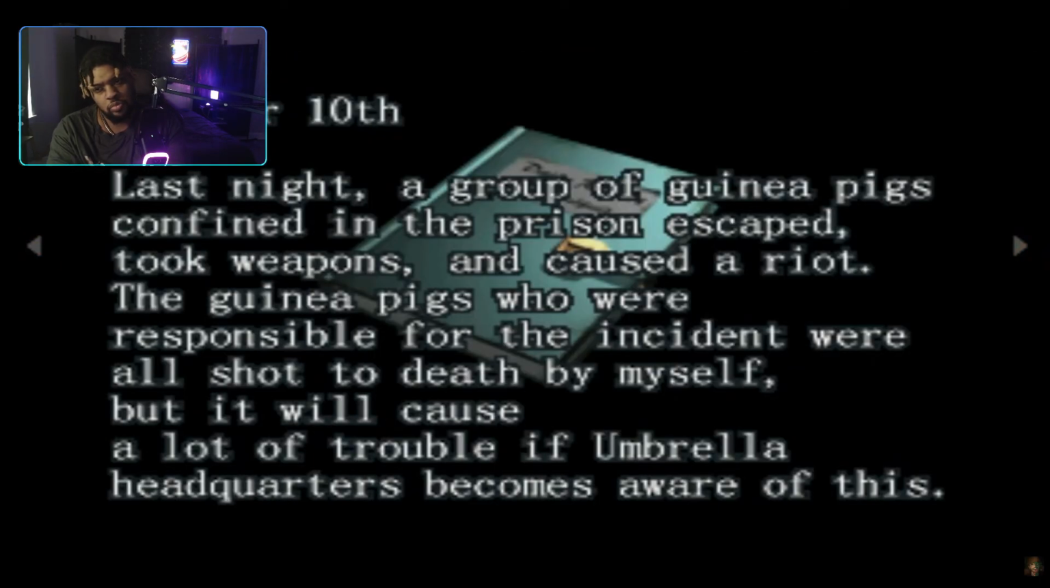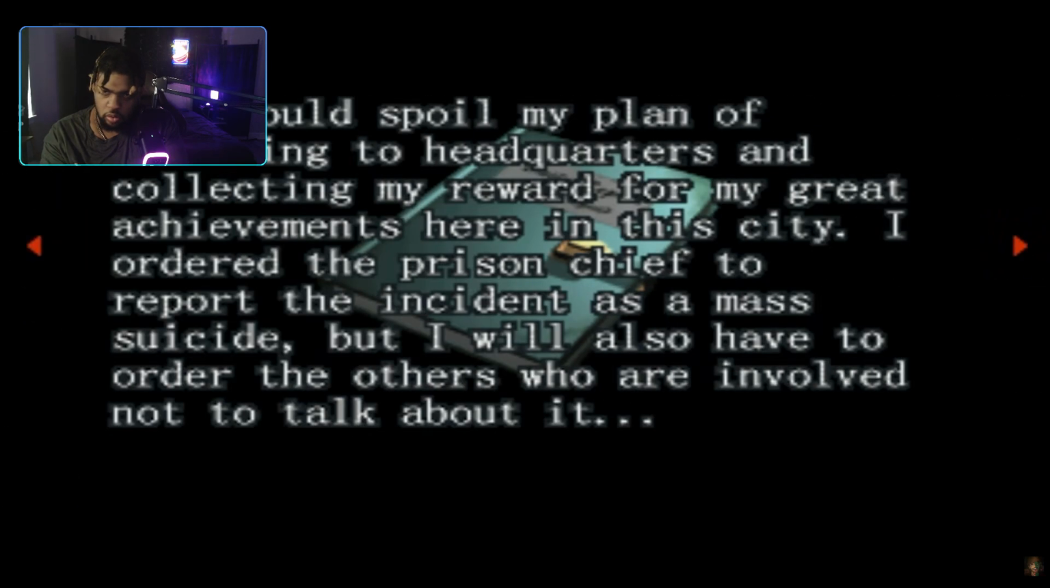He finds his own diary too. He wrote that he shot the children that escaped the prison because he himself is scared of Umbrella and what they'd do if they found out. But really, this was just Vincent being worried he'd miss out on his reward for achievements there on Sheena Island.